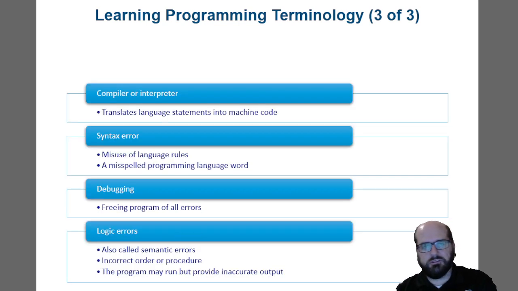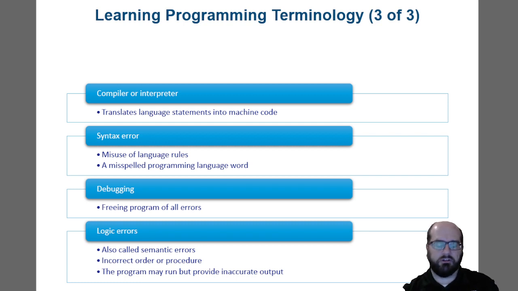A couple of things that you probably would like to know are compiler and interpreter. A compiler or interpreter will take the language statements that you write and translate them to machine code so the machine can understand it. Sometimes you may have made a grammatical error, a syntax error. When that happens, a syntax error is called out by the program. Debugging is going in and fixing those errors.